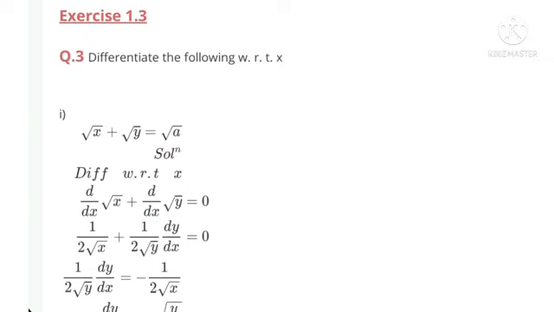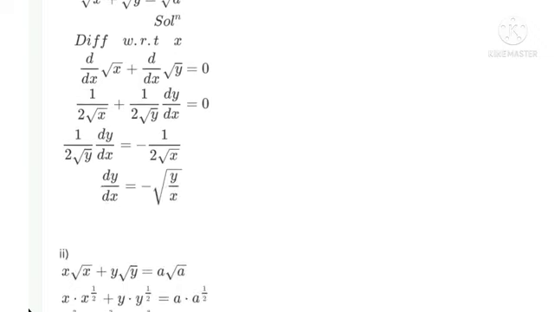Okay, so what is the derivative of root x? Derivative of root x is 1 upon 2 root x, and derivative of root y is 1 upon 2 root y into dy by dx. So the next step is 1 upon 2 root y dy by dx is equal to, taking x to RHS, minus 1 upon 2 root x. So we get dy by dx is equal to, 2 gets cancelled here, minus root y upon root x. Okay.